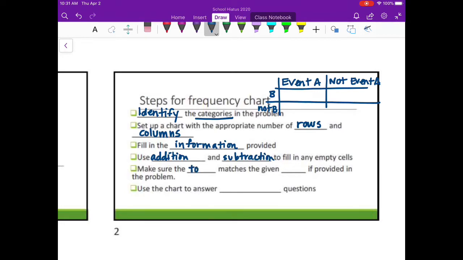Make sure that the total matches with the given total provided, and then use the chart to answer the probability questions. Usually, the first thing you want to do is identify the overlap of event A and event B, and place this here in addition to your total. Let's get started with some practice.